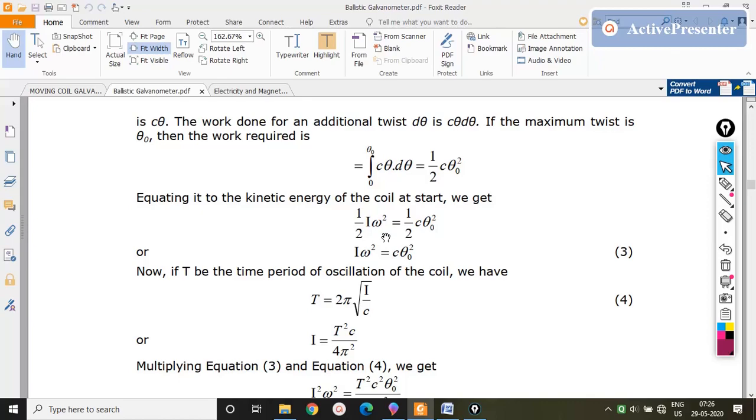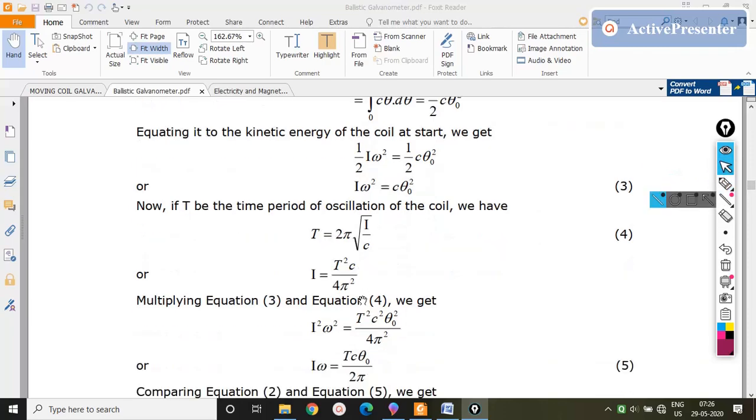So half I omega square, this was the kinetic energy provided to the coil by the impulse, and it is equal to the kinetic energy which has gone to the suspension fiber in the form of work, that is half C theta naught square. So I omega square equals C theta naught square. Next, you have the time period of oscillation of the coil, T equals 2 pi root over I by C, which I was talking about in the middle of my lecture.